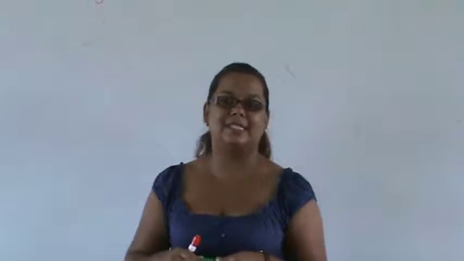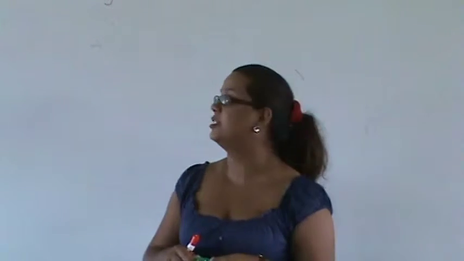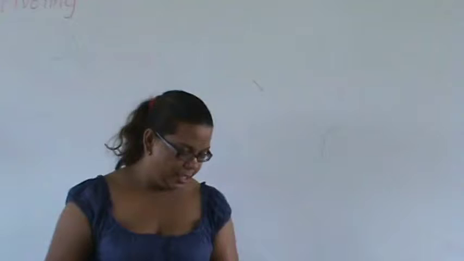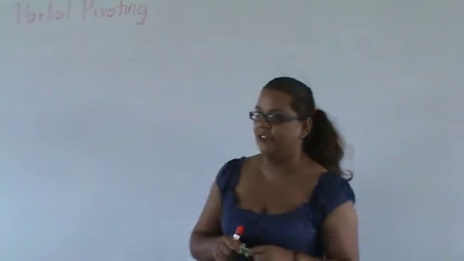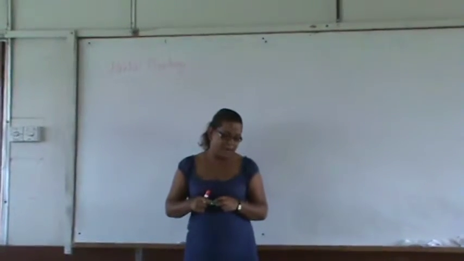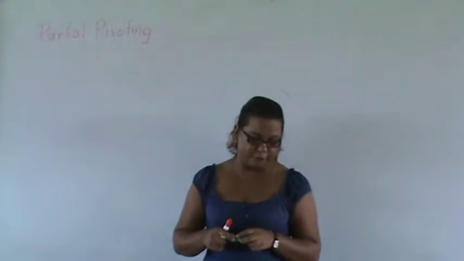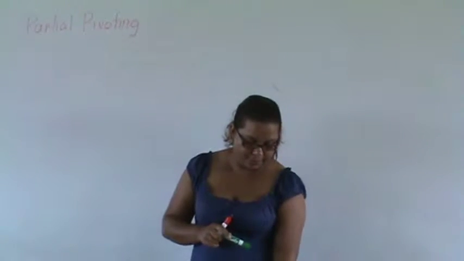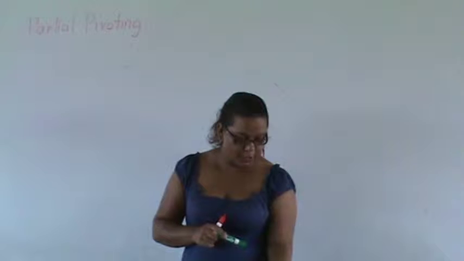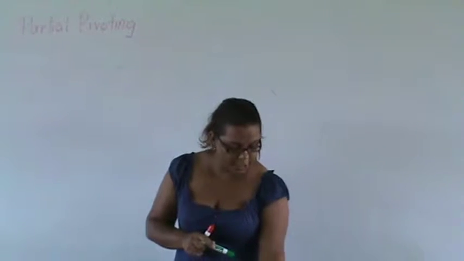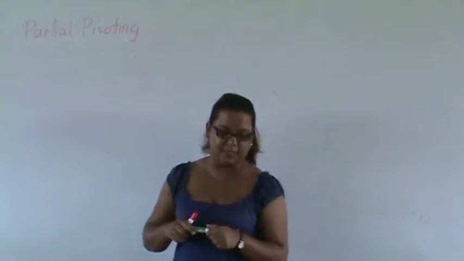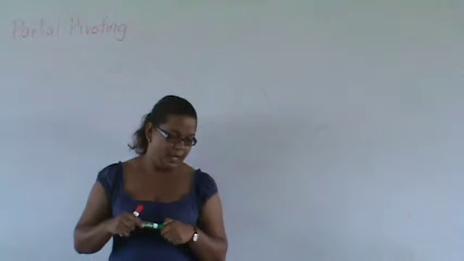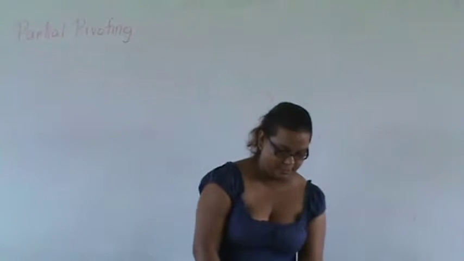I am presenting a topic on numerical analysis called partial pivoting. Now, I'm first going to give you a definition of partial pivoting. Partial pivoting is the interchanging of rows in order to place a particular good element in the diagonal position prior to a particular operation.